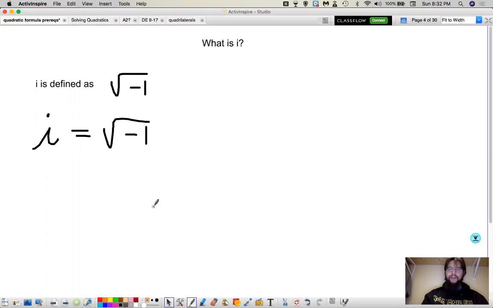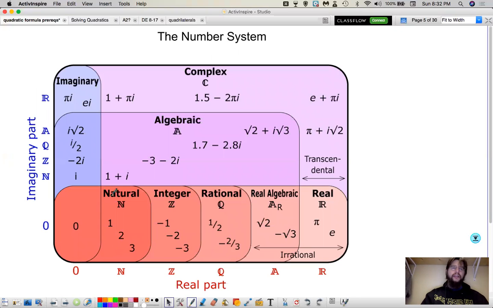So what times itself gives you -1? i. Okay, that's what it means. That's it. So that means that i squared, i times i, is -1. We just defined it. That is what it is. So that gives us the imaginary line and the real line that makes all the complex numbers.